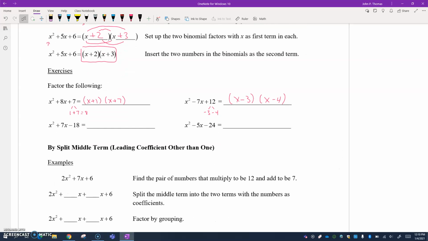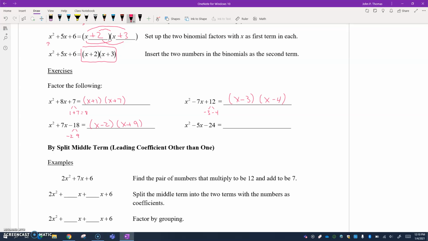Looking at the next one, we have 18. We need factors of 18 that add to 7 and multiply to negative 18, so they have to be different signs. I've got 1 and 18, that would give me a 17, positive or negative. I've got 2 and 9, which would give me a 7, positive or negative. So with 2 and 9, I want it to be a positive 7, so I'm going to keep the 9 positive and make the 2 negative. So I've got x minus 2 and x plus 9.